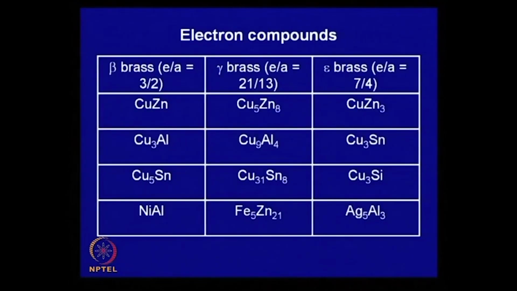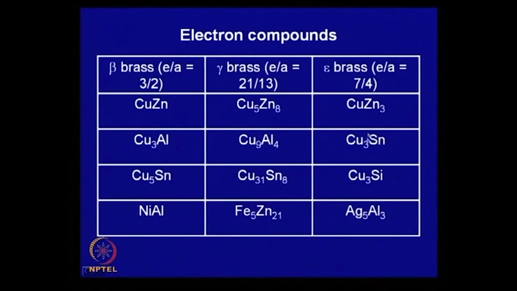In the same way you find the gamma brass type of structure. Gamma brass is Cu5Zn8. If you calculate the electron to atom ratio, it comes out to be 21/13, and you get a similar ratio in several other cases. They all belong to the class called gamma brass type of structure, which you get at a particular electron to atom ratio. Likewise, you have another called the epsilon brass type of structure. The E by A ratio is 7/3.